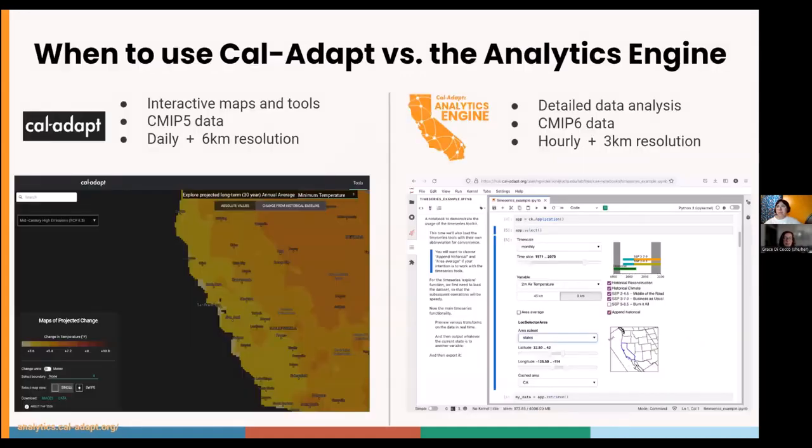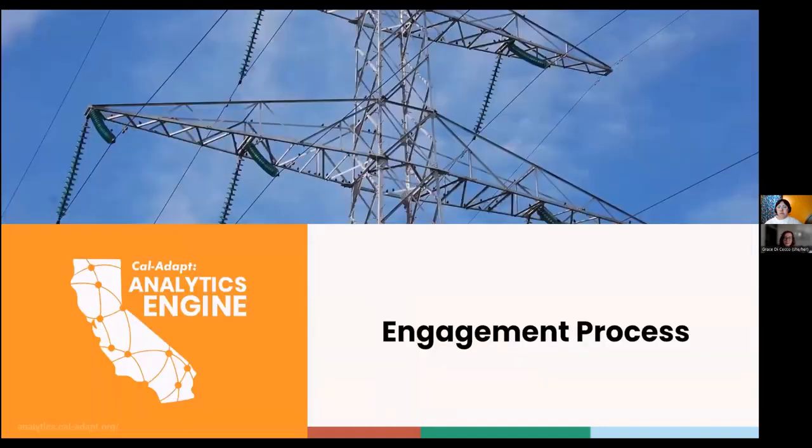Next slide, please. And so in terms of thinking about using CalAdapt versus the analytics engine, the CalAdapt website is great if you want to, sort of at a glance, view some interactive maps and tools. We have daily resolution and 6-kilometer spatial resolution. And then the analytics engine is a really great resource if you're interested in doing detailed data analysis, if you have a specific question in mind that you want to answer and conduct your own analysis. And this is built off of the CMIP6 generation of data and at very fine spatial and temporal resolution. So for some planning applications, hourly data is very important. So that's where you can go to find that.